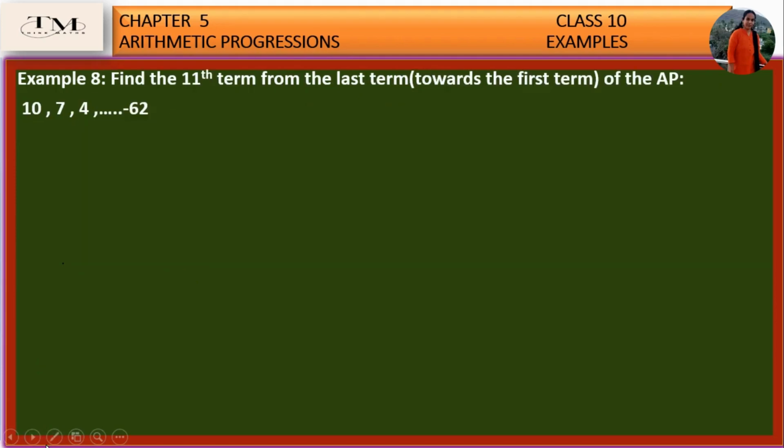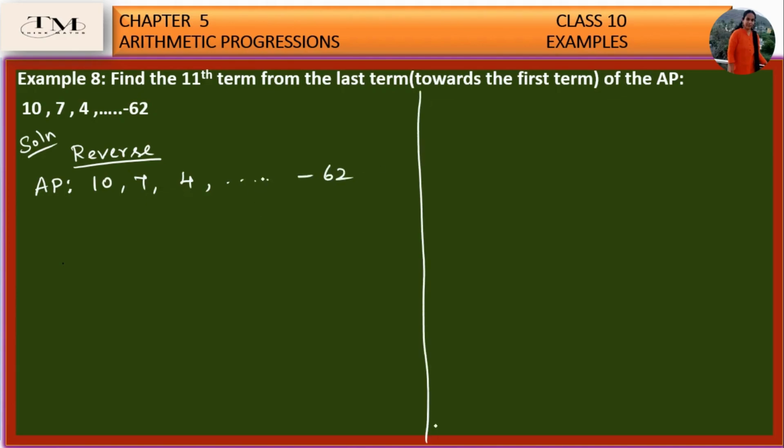So let me go to the next example. Example 8. Find the 11th term from the last term of the AP. This type of problem has two methods. First I will take the reverse procedure. What is the AP here? It is 10, 7, 4, up to minus 62. Here we have to check the 11th term from the last term. So instead of checking from the last term, I am going to reverse this AP.